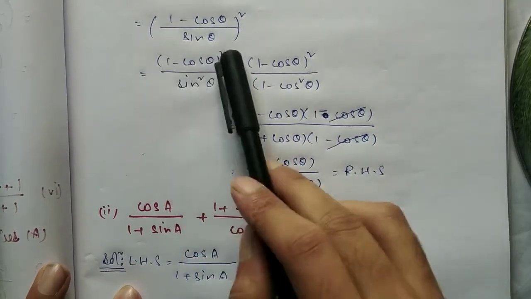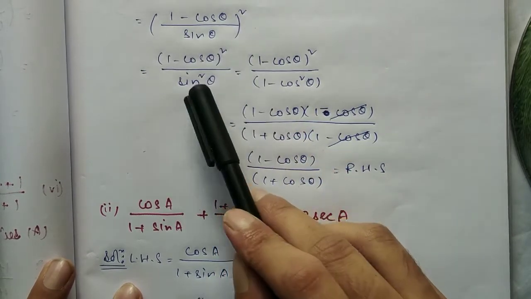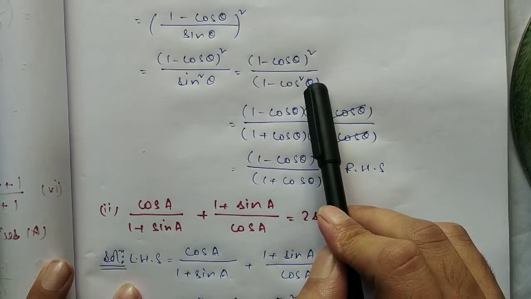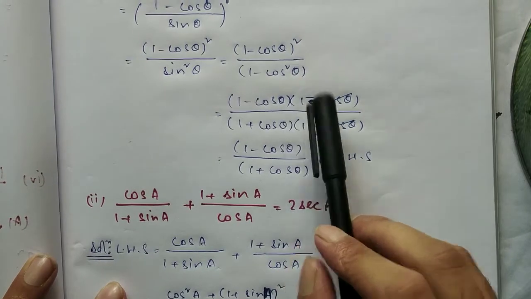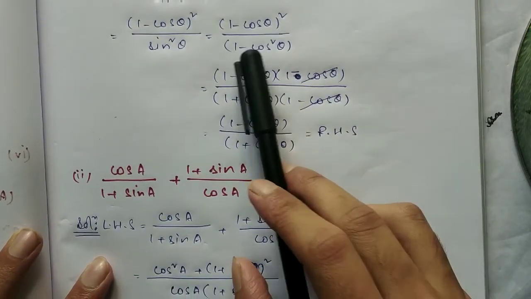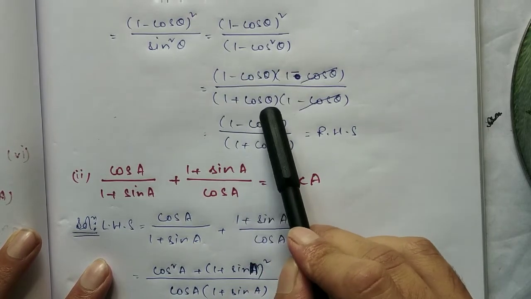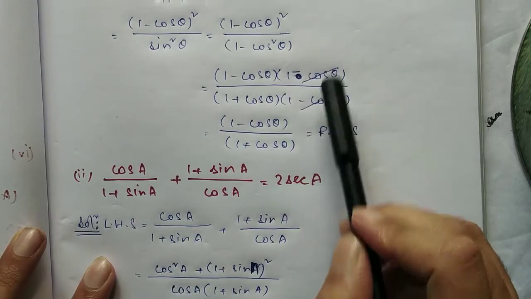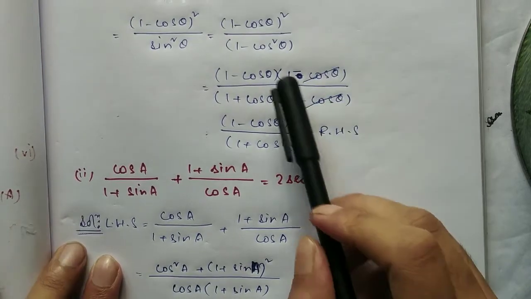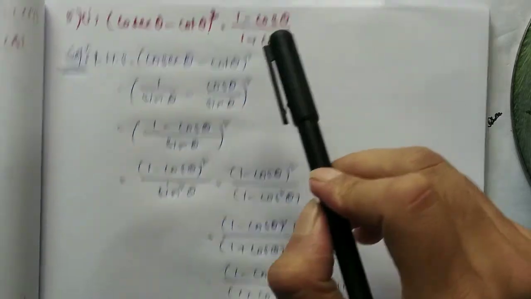Then we take (1 minus cos theta) whole square, and sin theta whole square becomes sin square theta, and then we convert sin square theta into 1 minus cos square theta, and then we write (1 minus cos theta) whole square as (1 minus cos theta) into (1 minus cos theta). Using a square minus b square, we get 1 minus cos square theta to be (1 plus cos theta) into (1 minus cos theta), and then 1 minus cos theta gets cancelled from the numerator and the denominator, and we remain with (1 minus cos theta) divided by (1 plus cos theta), which is our right hand side.